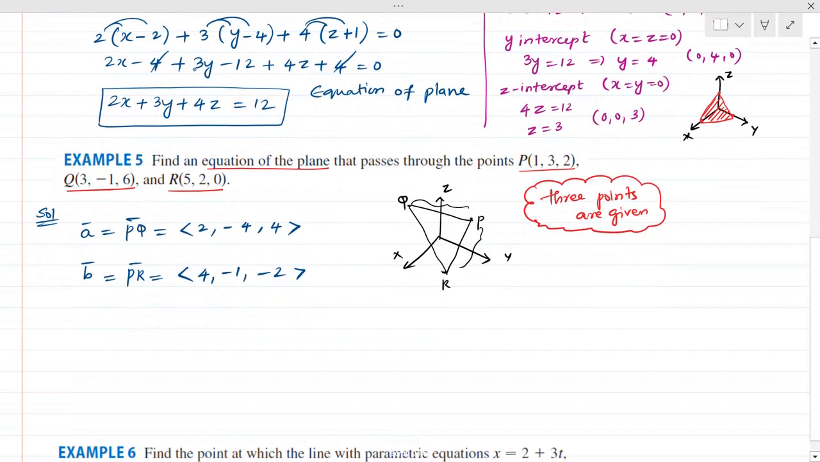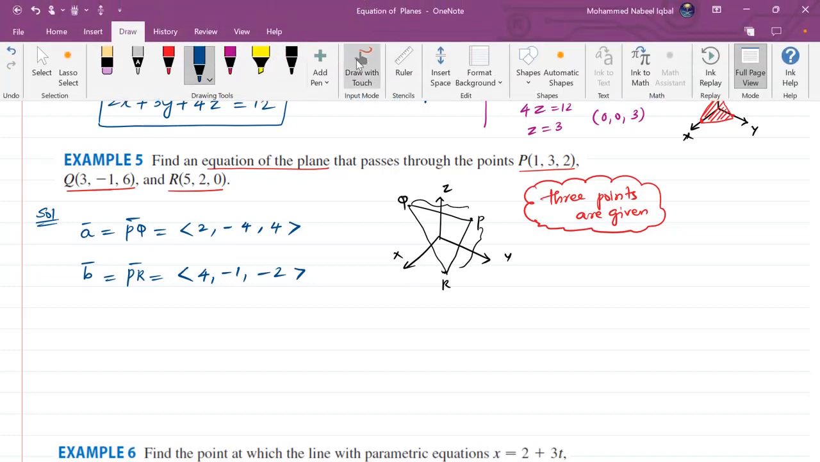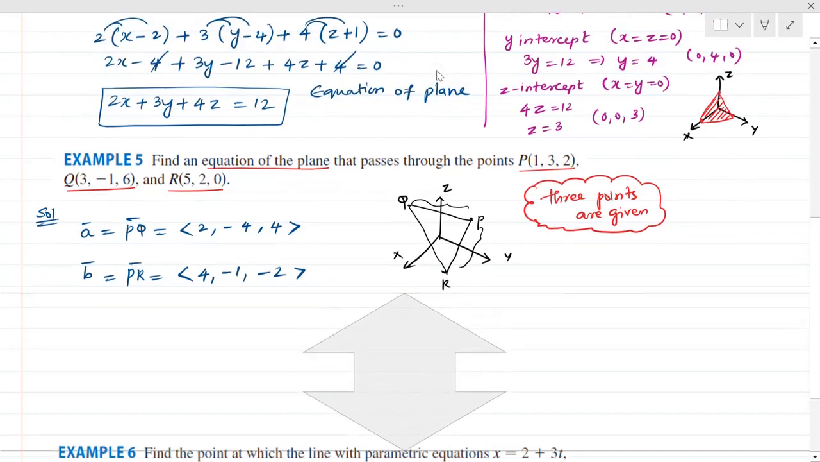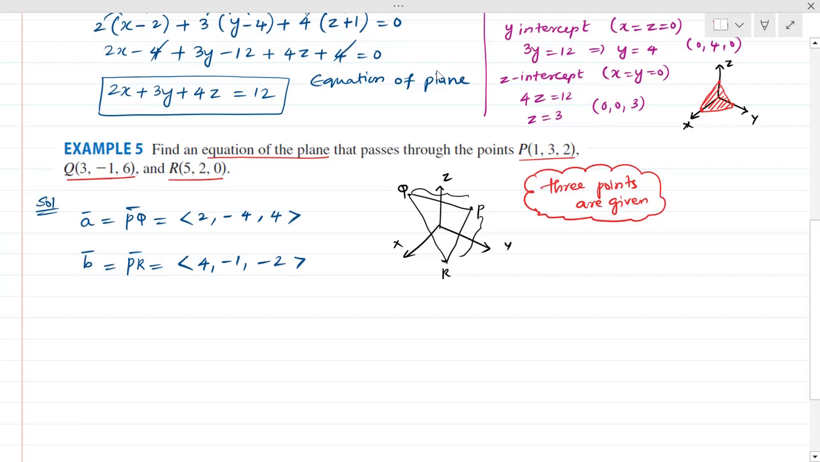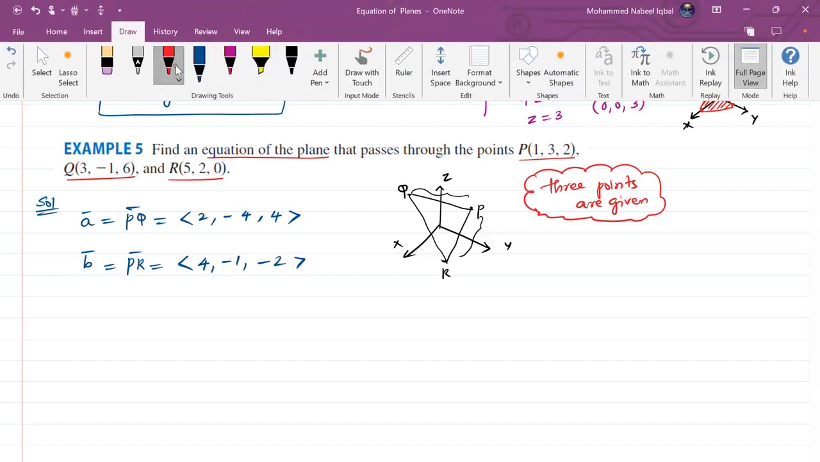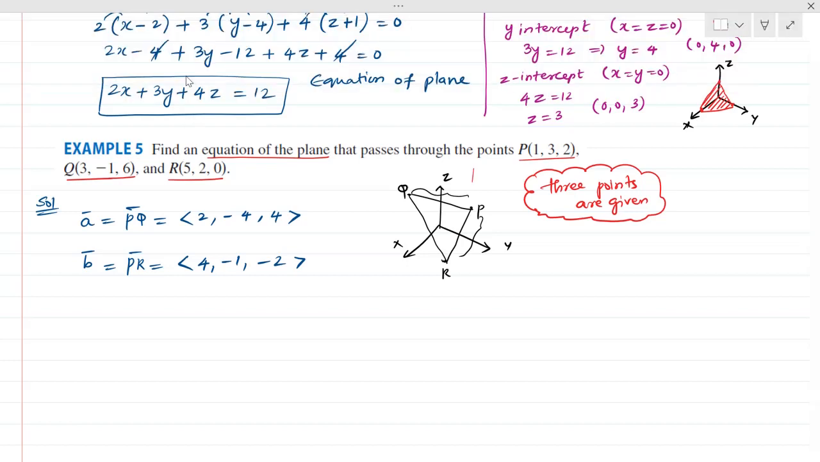Now A and B are clear. Now I want to calculate the normal vector. What is the purpose of calculating A and B? Because we have to find the normal vector to the plane. So what is the normal vector to the plane? You have to calculate the cross product. That is the normal vector, n cap, n vector. The normal vector is given by A cross B.